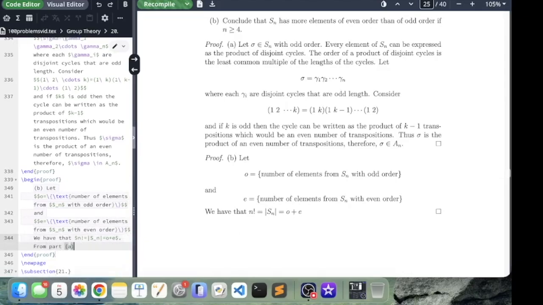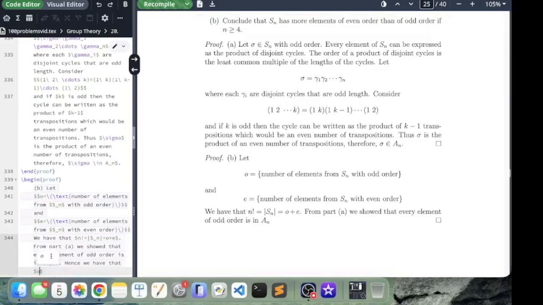From part A, we showed that every element of odd order is in the alternating group. Hence, we have that the number of odd elements is less than or equal to the number of elements from the alternating group, which is n factorial over 2.